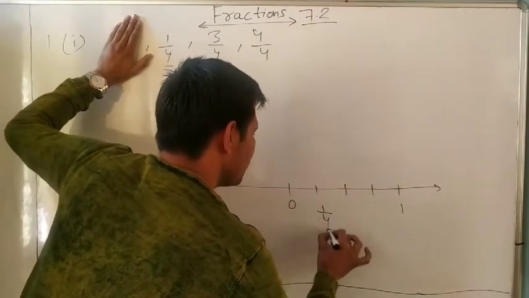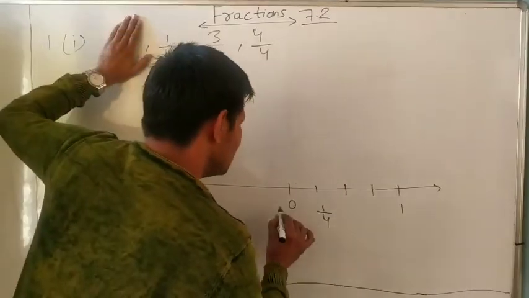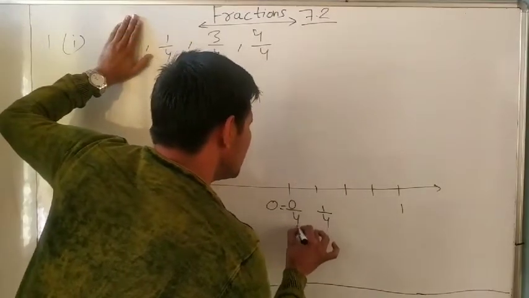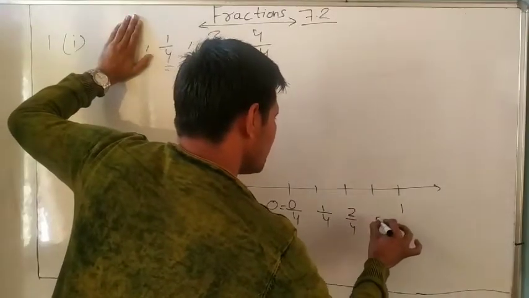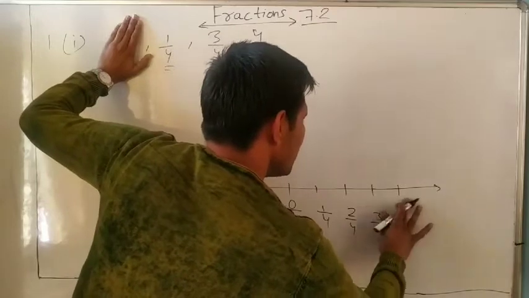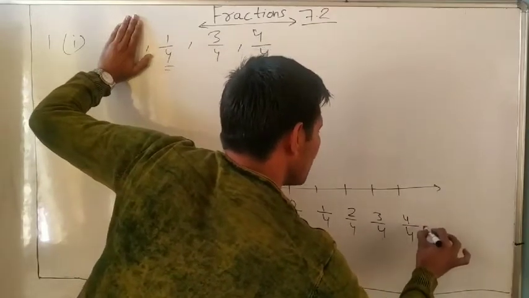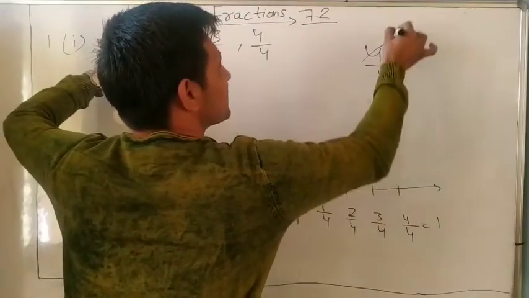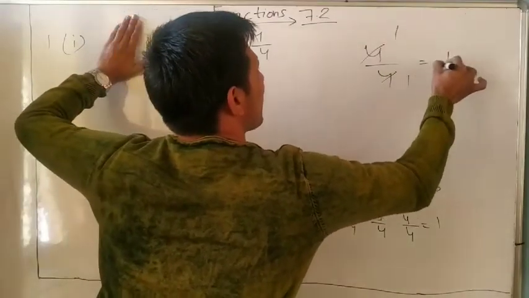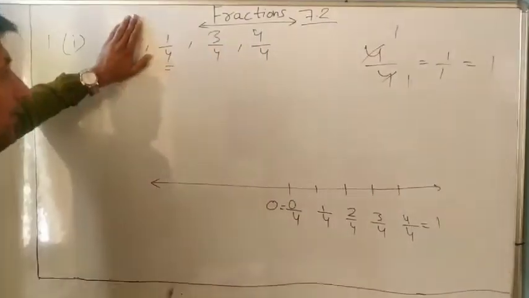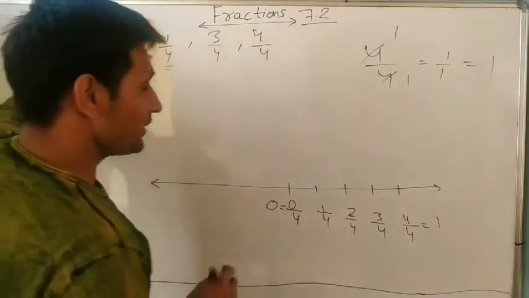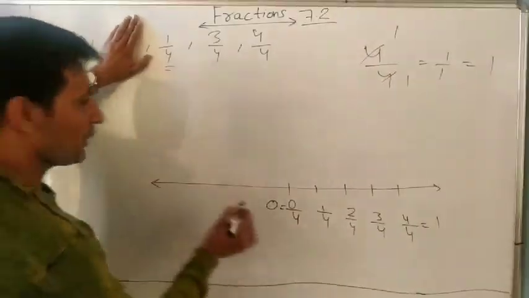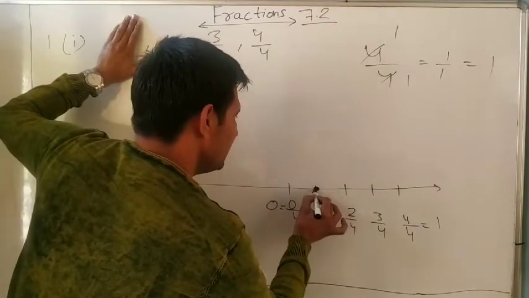So it is 1 by 4. And the start is always 0, equal to 0 by 4. Then 2 by 4, 3 by 4, and 4 by 4. What can you write? 1, because in 4 upon 4 you can cut: 4 ones are 4, 4 ones are 4. So 1 divided by 1, the answer is 1. So we want to represent 1 by 4. It is 1 by 4.